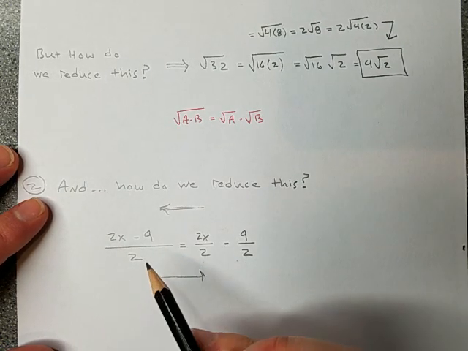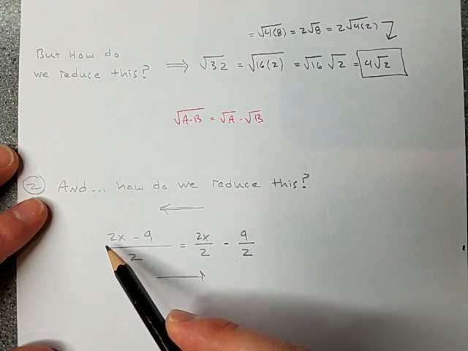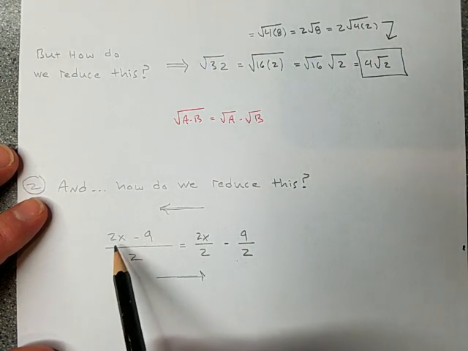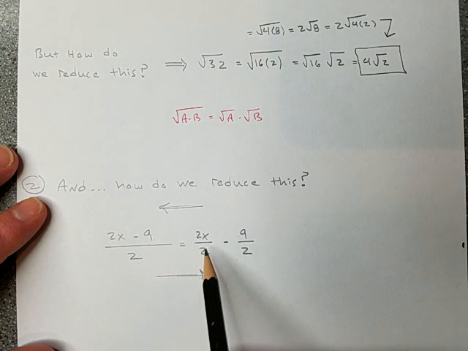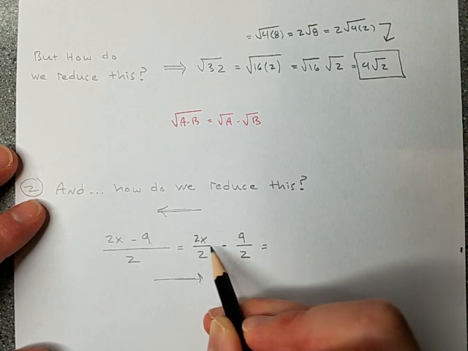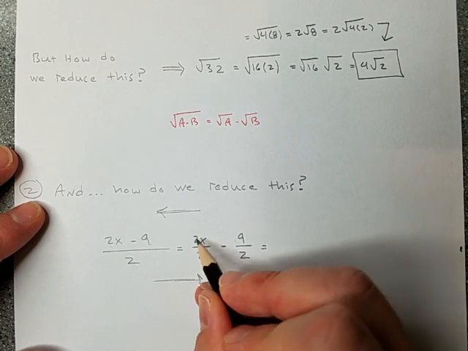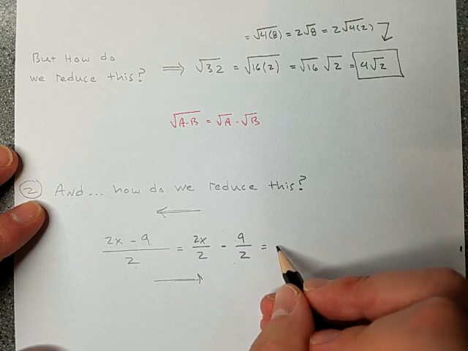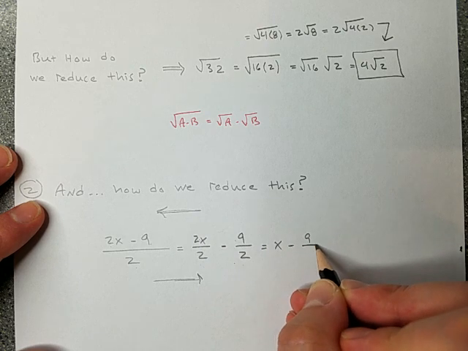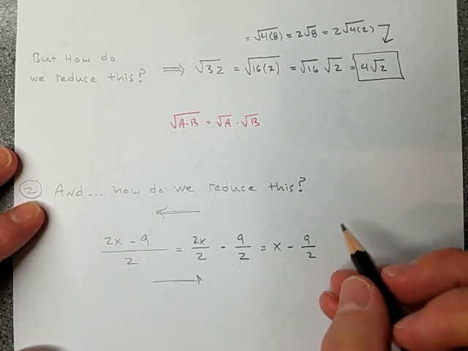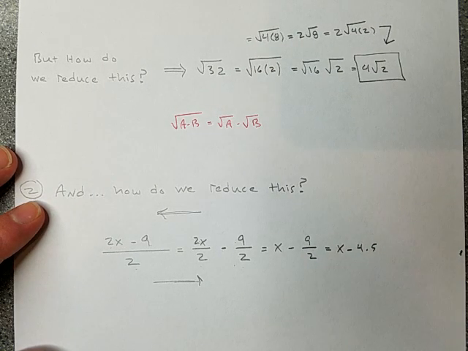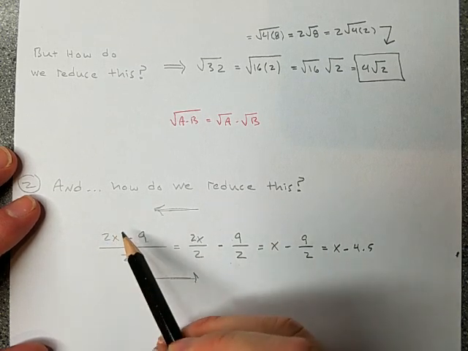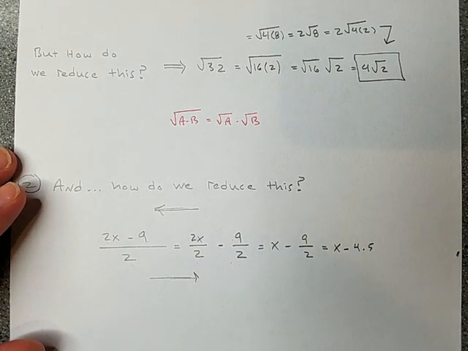Another way to look at this is you don't cancel the 2's. The way that this bar here, this division, is understood, is both of these terms get divided by that. All right? Now you can cancel the 2, right? 2 over 2 right there. That's going to be x minus 9 over 2. So you can reduce like that. You could even say x minus 4.5, since 9 over 2 is 4.5. Just don't cancel the 2's. It doesn't work. Okay, it just doesn't work.